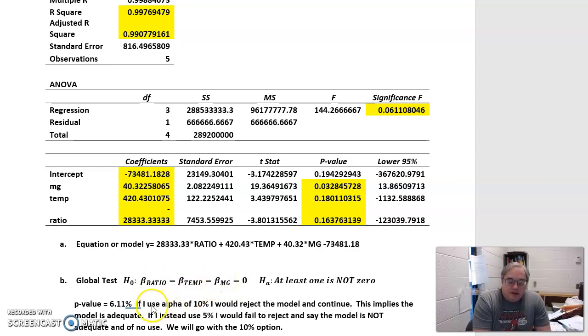If I use 10%, I would reject. If I do the 10% level, that's my p-value. I'm going to reject the null, saying at least one's not 0, and therefore the model is adequate. If I used 5%, I'd fail to reject, and the model would not be adequate. We're going to go with the 10% option here, but I want you to not get all hung up on the word adequate.